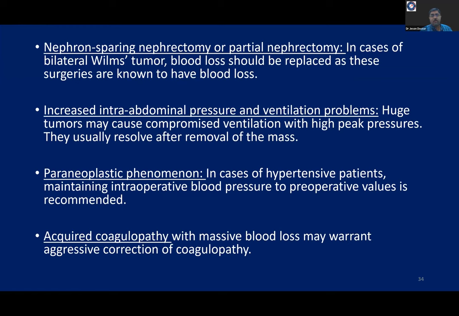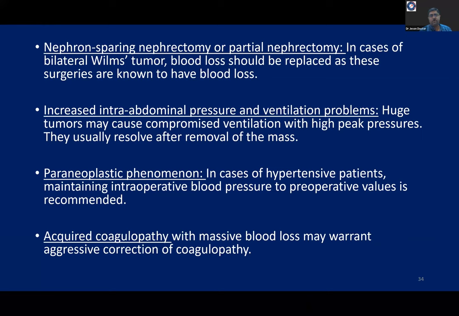Again, you can have intraoperative abdominal pressure rises because of retraction and endobronchial migration of the tube, or huge abdominal masses pushing the diaphragm up, and you can have some ventilation problems with high peak pressure. So you need to either shift to pressure control or increase the pressure limit so that the tidal volume gets delivered and the patient gets ventilated. And this is only momentary, because once they deliver the mass outside, the problem of high peak pressures will ease to some extent, right?